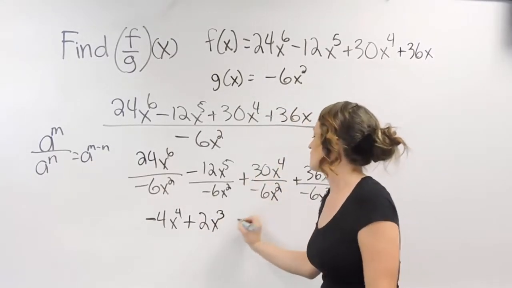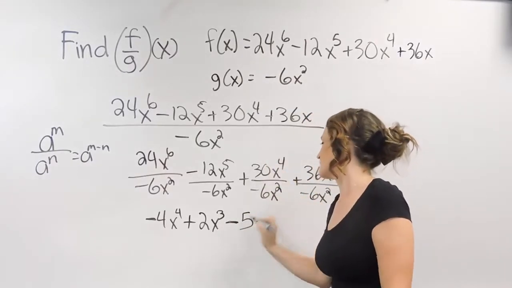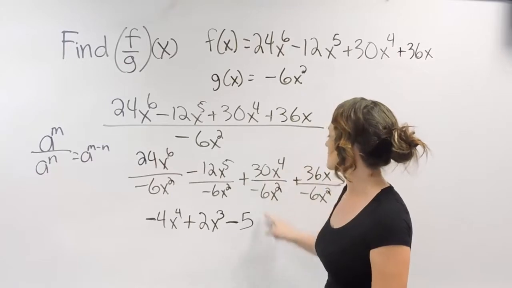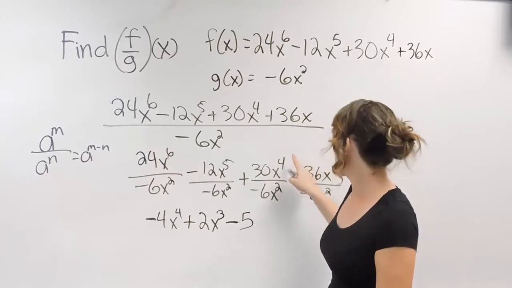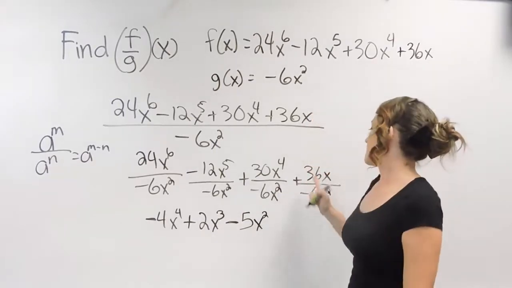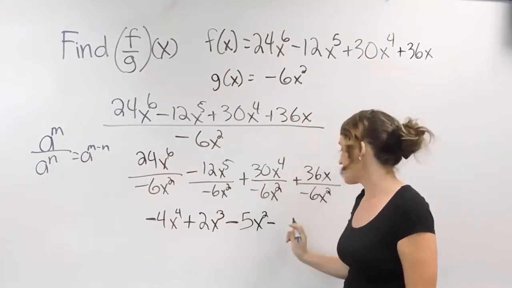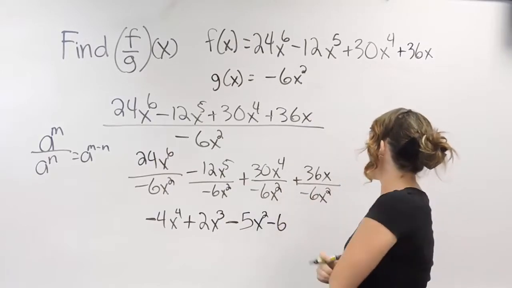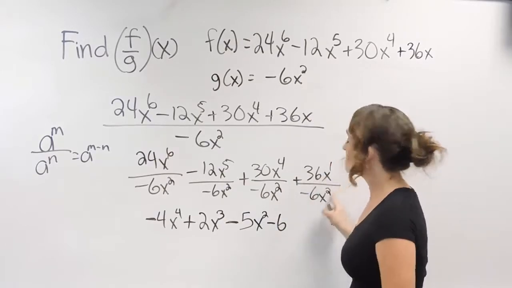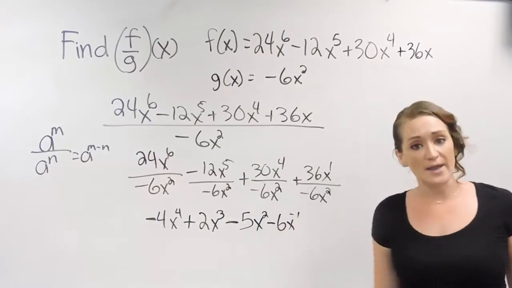A positive over negative, so different signs, is negative. 30 divided by 6 is 5. And over here, using quotient rule again for our variables, 4 minus 2 gives us 2. Last one, positive divided by negative is a negative. 36 divided by 6 is 6. And over here, quotient rule, 1 minus 2. So 1 minus 2 is a negative 1.